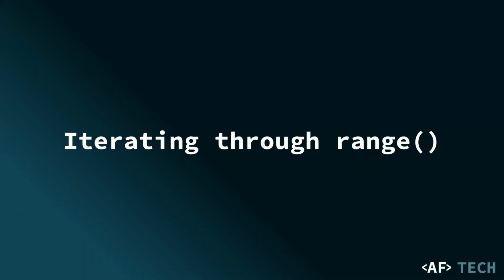Another useful tool for loops is the range function. The range function generates a sequence of numbers that we can use to control the number of iterations in the loop. This is useful when we want to repeat code a specified number of times. For example, we might want to print a certain code 5 times.